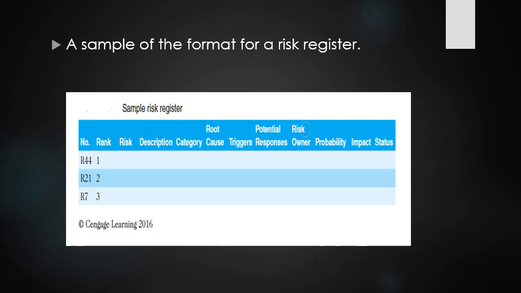A description of the risk event. Because the name of a risk event is often abbreviated, it helps to provide a more detailed description. The category under which the risk event falls. The root cause of risk. The root cause of the defective server might be a defective power supply.